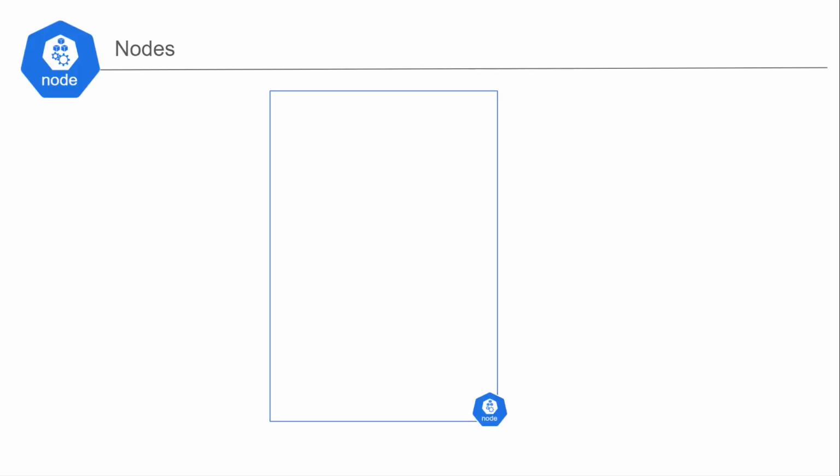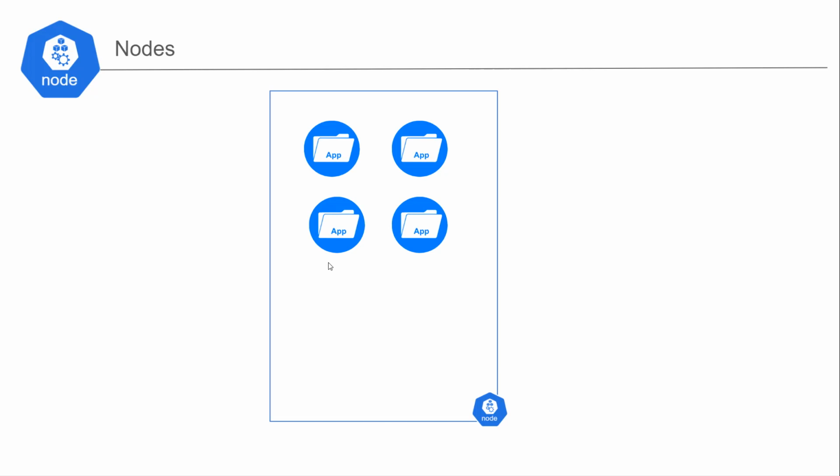It is important to understand some of the basic concepts of Kubernetes. Let's start with nodes. A node is a machine. It can be a physical or virtual machine on which Kubernetes is installed. A node is a worker machine, and that is where the containers will be launched by Kubernetes.